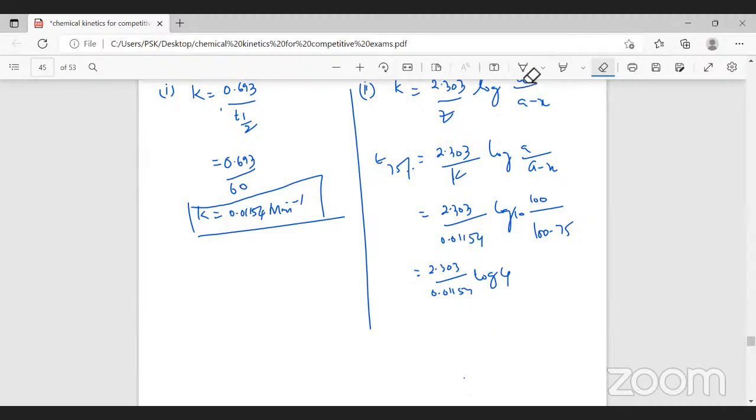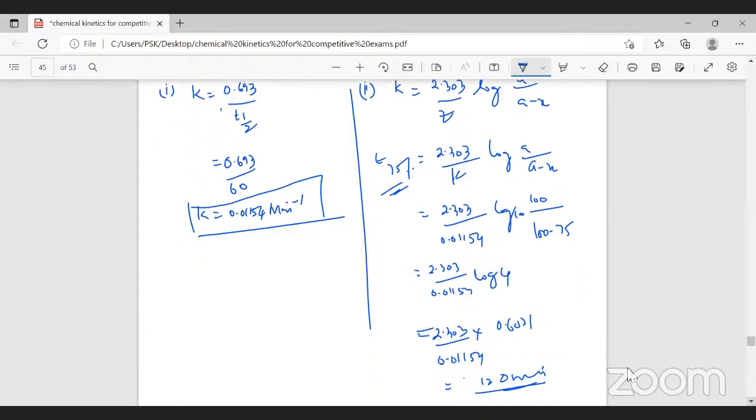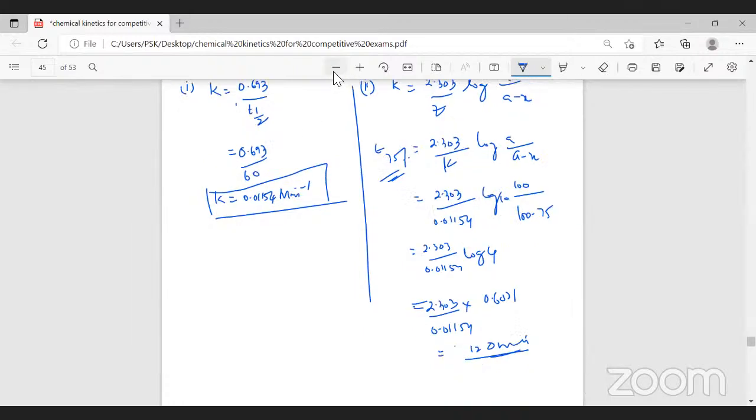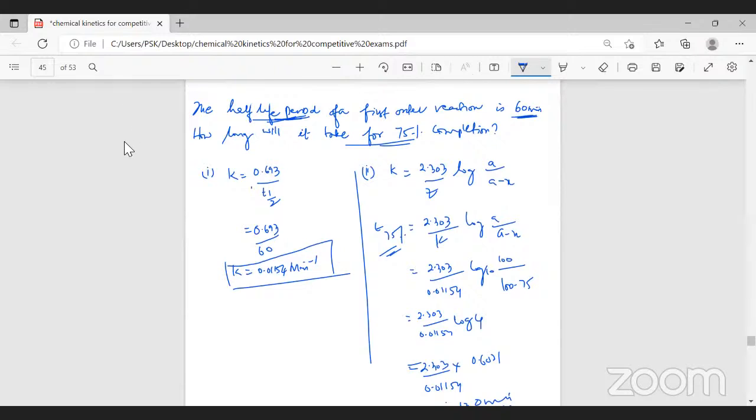I want you to memorize the log values from log 1 to 10. So it will be 2.303 by 0.01154 into 0.6021. On simplification, you will get 120 minutes. So that means the time required for 75% completion of the reaction is 120 minutes. These kind of questions will be asked in your 12th standard. Just go through this question quickly and we will solve a few more questions a little later.